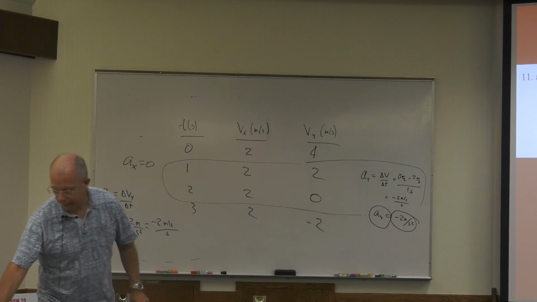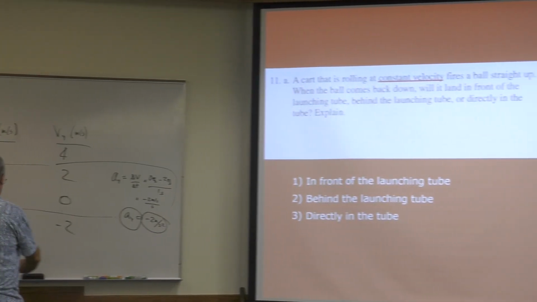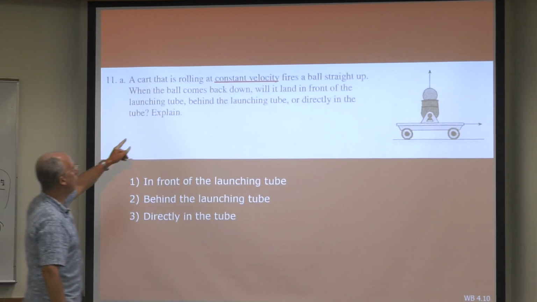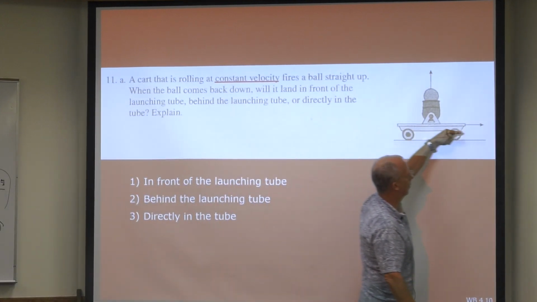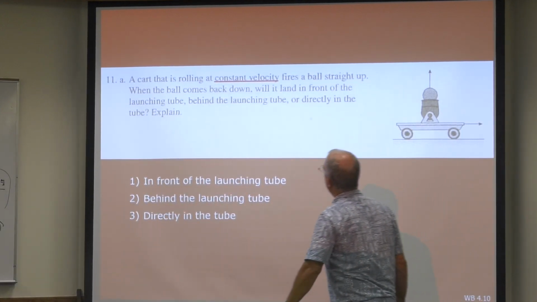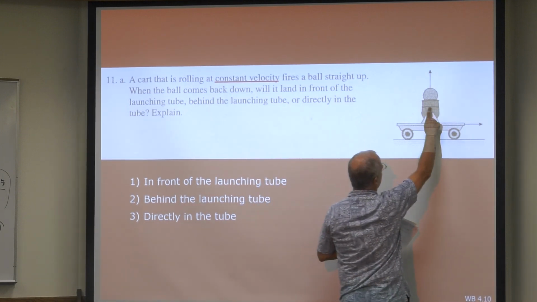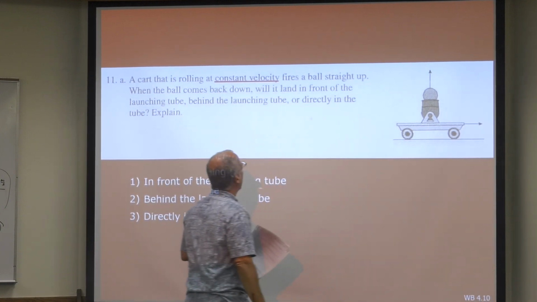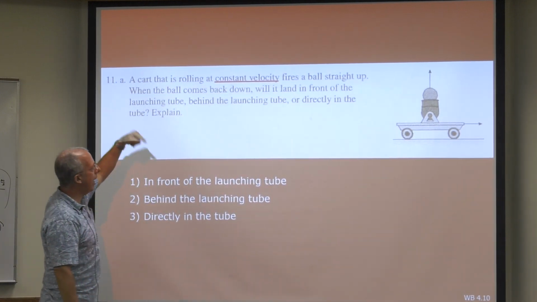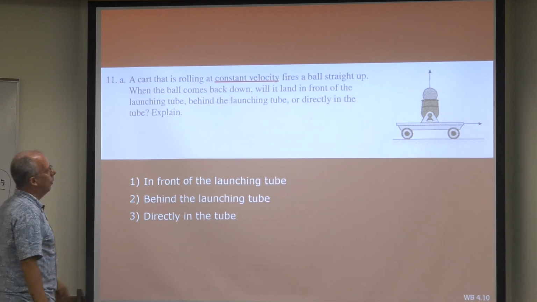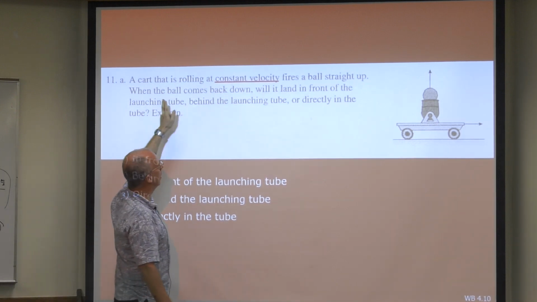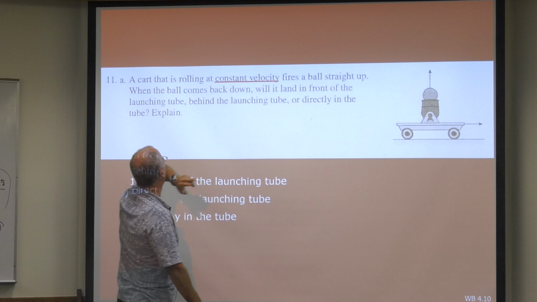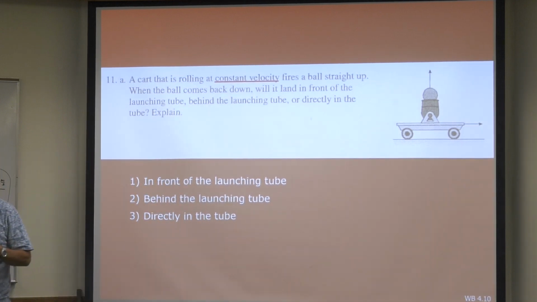All right, here's kind of a neat question for you. A cart is rolling at constant velocity. And this is a projectile launcher, let's pretend. It shoots a ball straight up. Now, when the ball comes back down, where will it land? Will it land in front of the launching tube, behind the launching tube, or directly in the tube? So pause your video and figure it out, please.